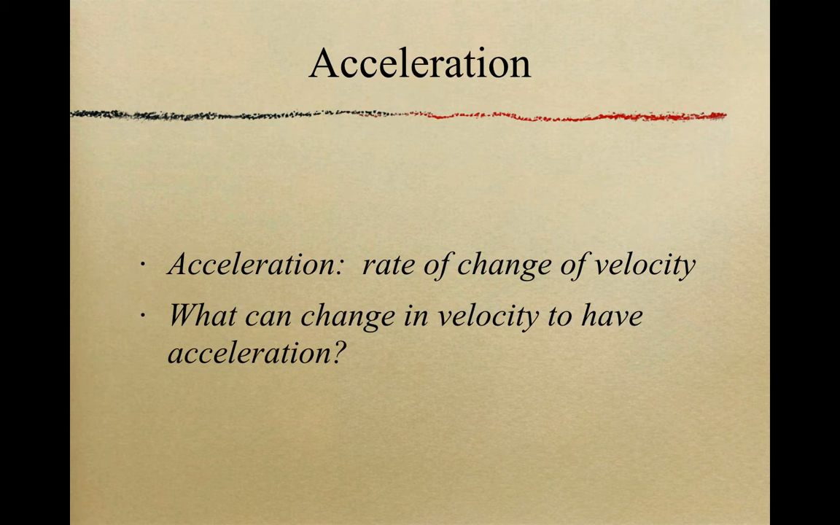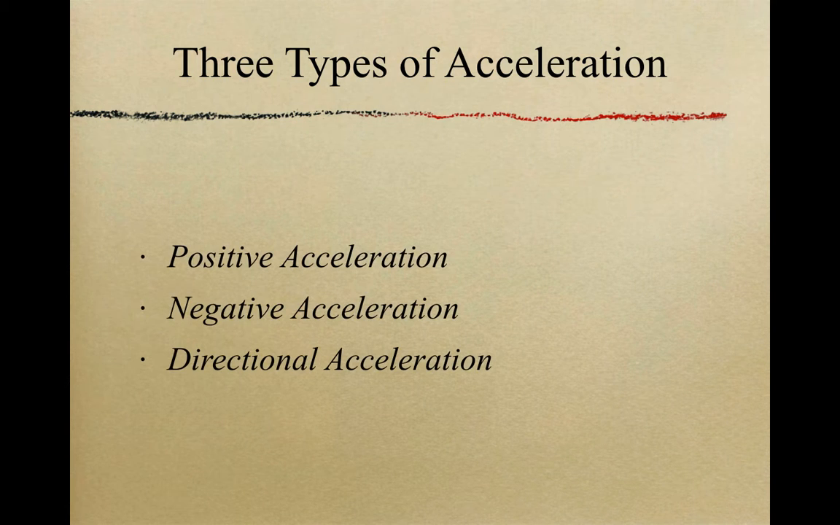Remember that we have two components to velocity. So what can we change to have a change in velocity? We can have a speed change or we can have a directional change. Two ways to change speed, going faster or going slower. So we really have three types of acceleration: positive acceleration, negative acceleration, and then directional acceleration.